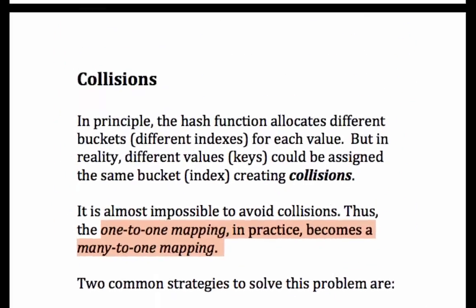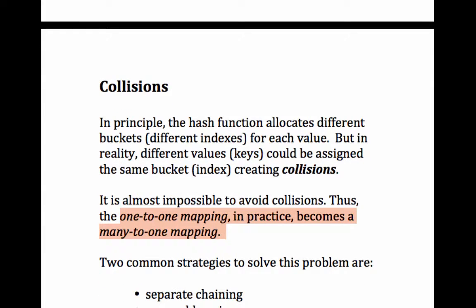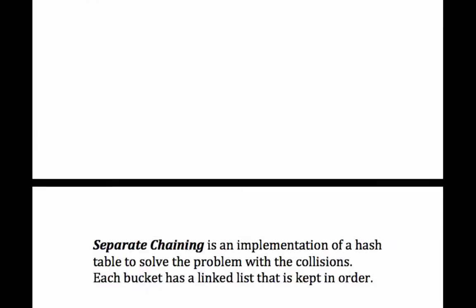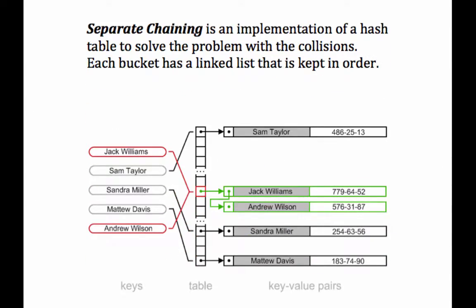So what happens in real life is that we have this problem known as collisions, and there are very well-known techniques to solve the problems of collisions. In this video, we're going to talk about two of them: chaining, separate chaining, and open addressing. In separate chaining, as you can see in the picture, what we do is for every bucket, we can assign more than one value. So in this case, we have Jack Williams and Andrew Wilson that the hash function assigned to them the same index. So what do we do?